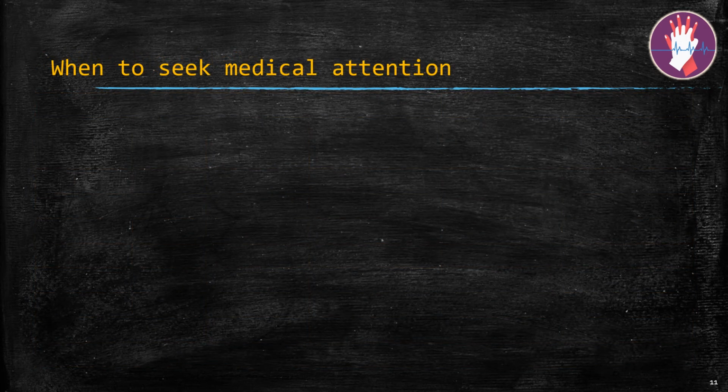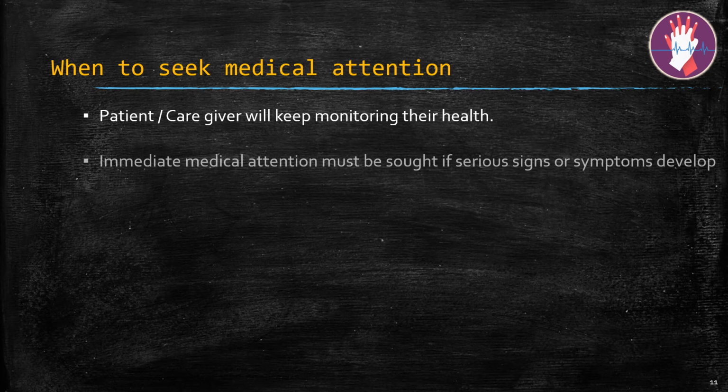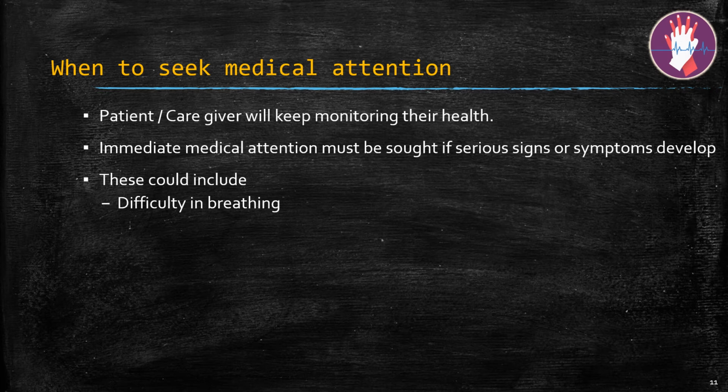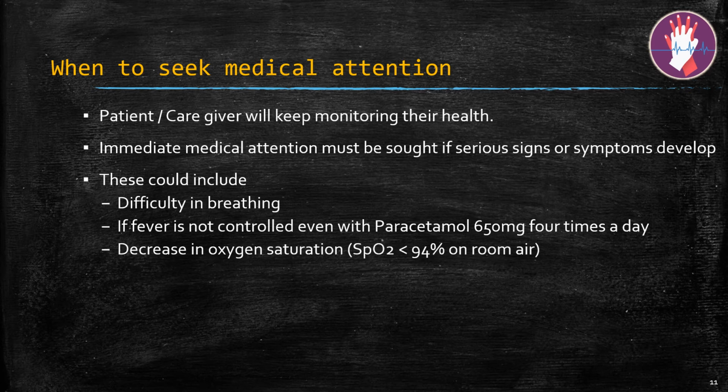So when to seek medical attention? If the patient or the caregiver, while monitoring the health, notices increased difficulty in breathing, they're becoming more and more breathless, or the fever is not controlled, they're taking paracetamol 650 milligrams 4 times a day but the temperature is not getting controlled, or the saturation when they measure it is below 94. So 93 or below is a bad sign, 94 or above is okay.